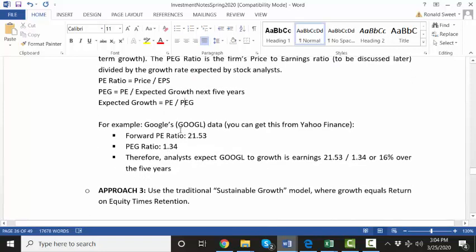So I'll give you an example. Let's take Alphabet. Let's say Alphabet has a forward PE ratio. You want the forward PE ratio. You can get that off of Yahoo Finance. Just click on statistics. It gives you a forward PE ratio of 21.53. Their PEG ratio is also in Yahoo Finance. It's 1.34. I'll show you more of this when we do the example of papers 3 and 4 in class. So Google's expected short-term growth rate would be their PE ratio of 21.53 divided by their PEG of 1.34, or 16% over the next 5 years.